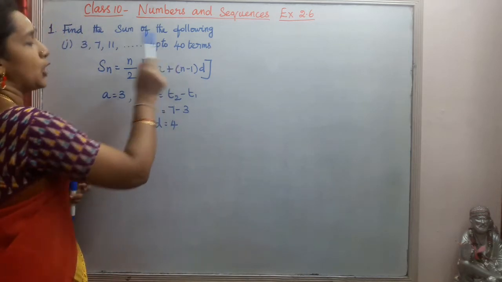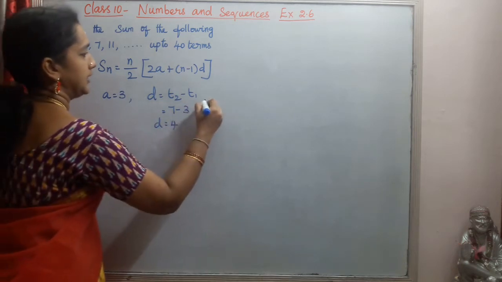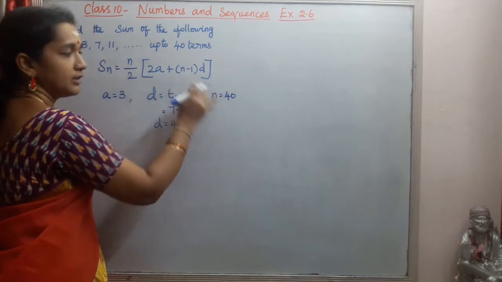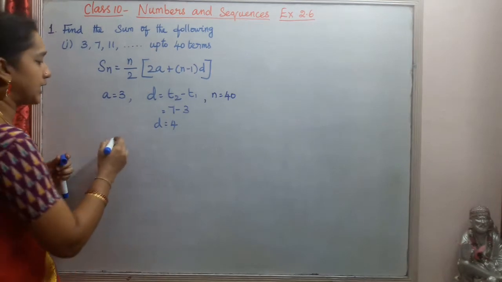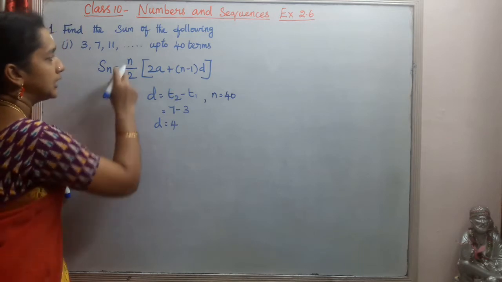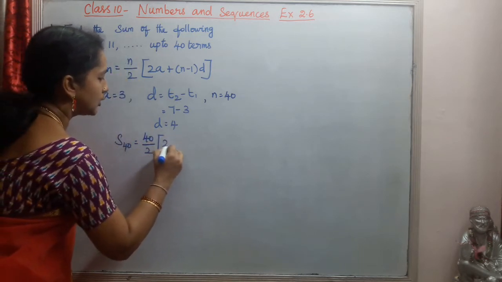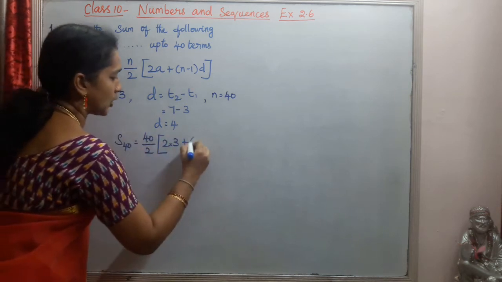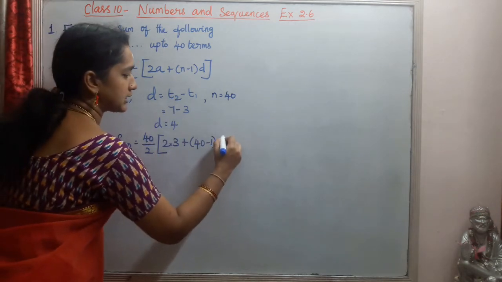And up to 40 terms it is given. So n is equal to 40. So whatever necessary information we need, we got it. We will substitute all these details in the formula and find S40. So S40 is equal to n is 40 by 2 into a value is 3, plus n is 40 minus 1, into the difference we got as 4.